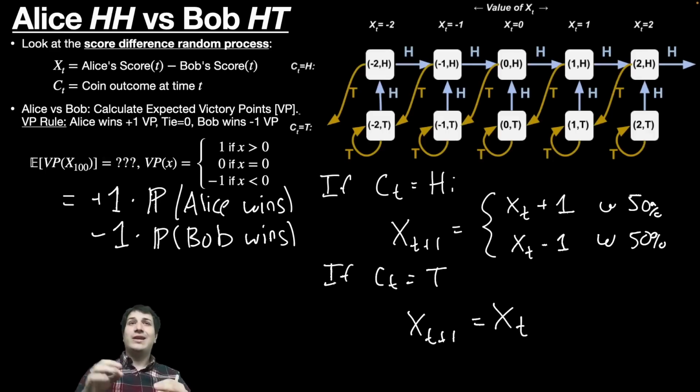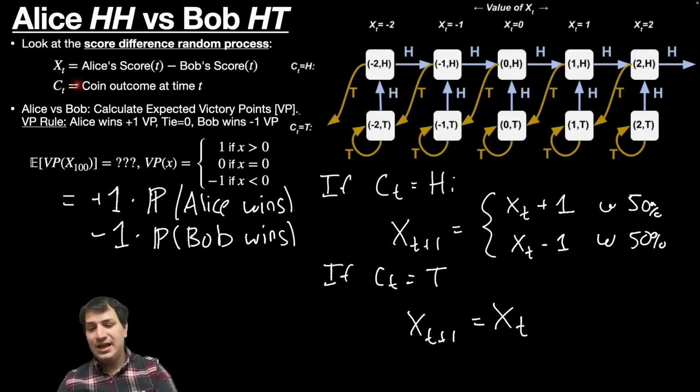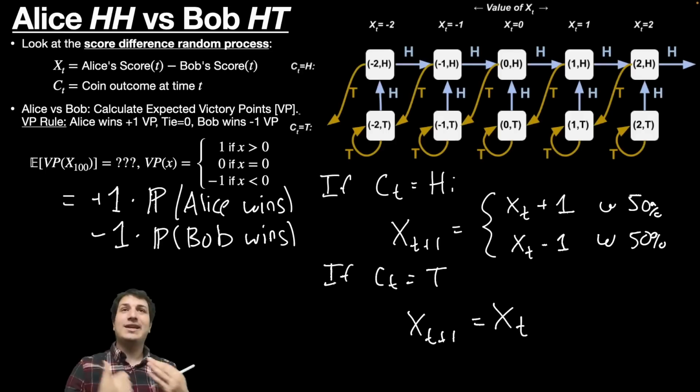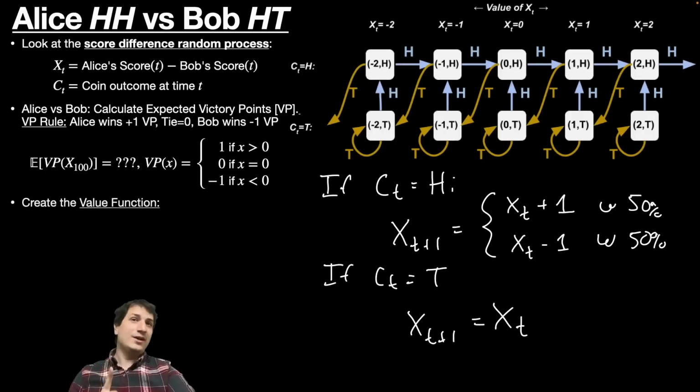Okay, so now we have our Markov chain, xt, ct. We have the thing we want to calculate as some expected value involving the Markov chain. How are we going to calculate it? We're going to use something called value functions. So what is a value function? A value function is just doing this expected value given some intermediate information.